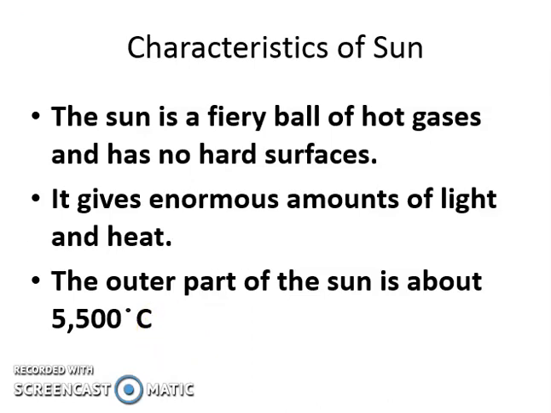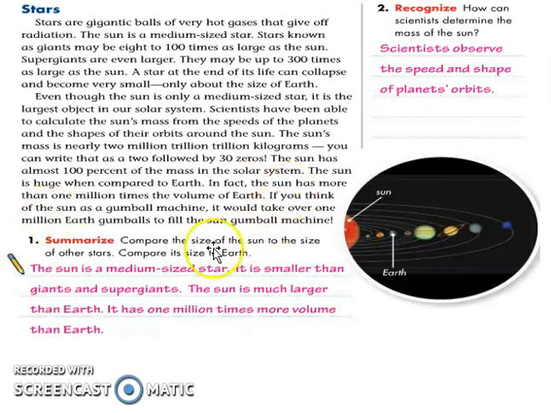Back to this page, let's answer this one. Number 1, compare the size of the sun to the size of other stars. Compare its size to Earth. The sun is a medium-sized star. It is smaller than the giants and supergiants. The sun is much larger than the Earth. It has 1 million times more volume than the Earth, as I mentioned a while ago.